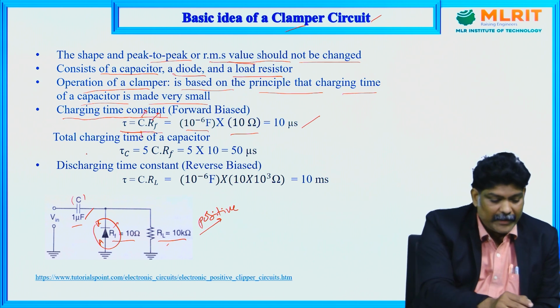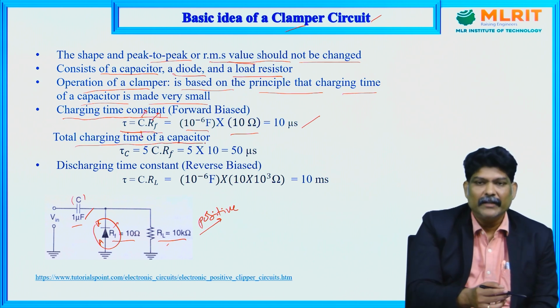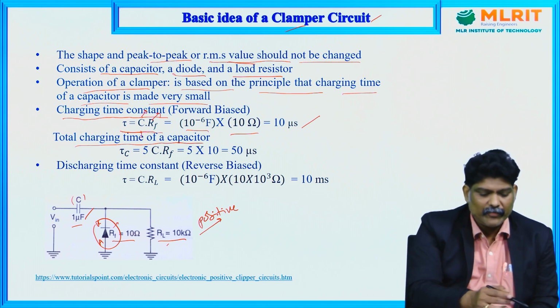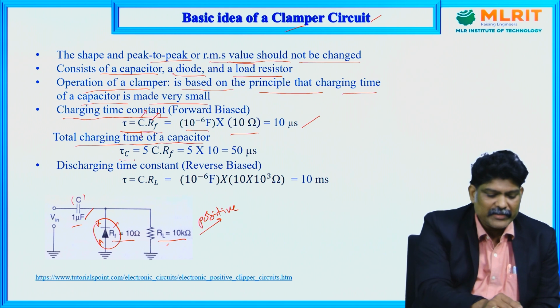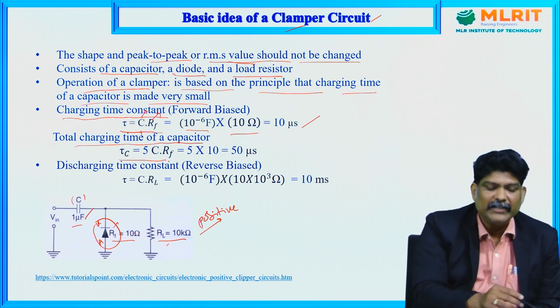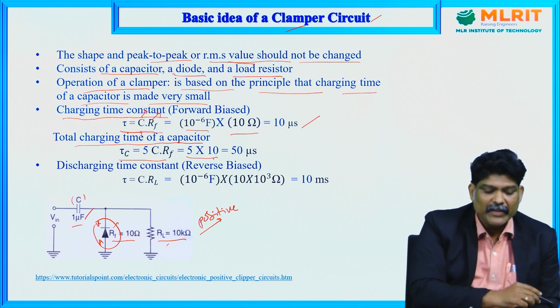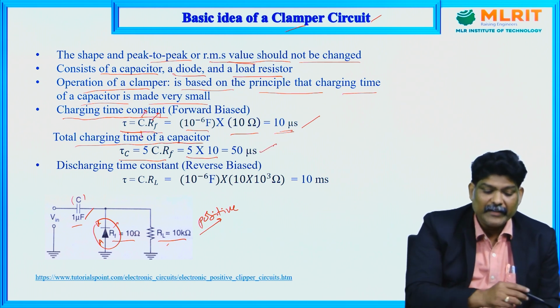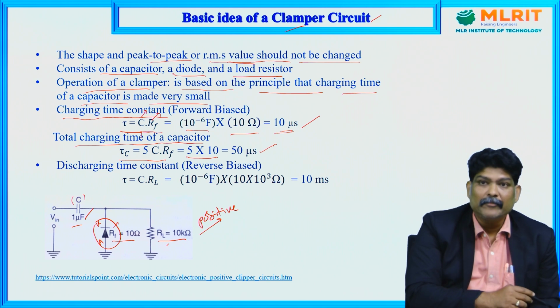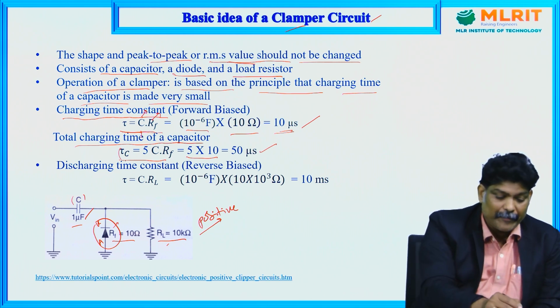Usually we know from electrical engineering that the charging time of a capacitor is given by tau C equals 5 into C into RF. So 5 times C into RF. Here we got 10 microsecond as the time constant, so 5 into 10 microsecond, therefore we can write 50 microsecond as the time constant, the charging time of the capacitor.